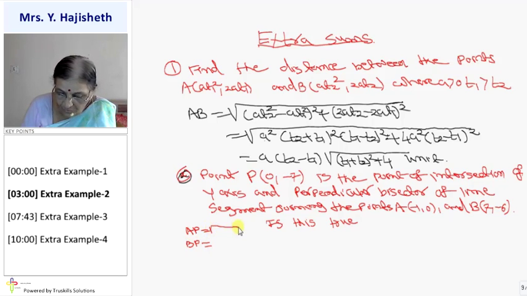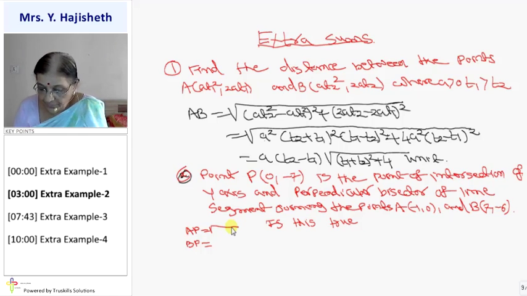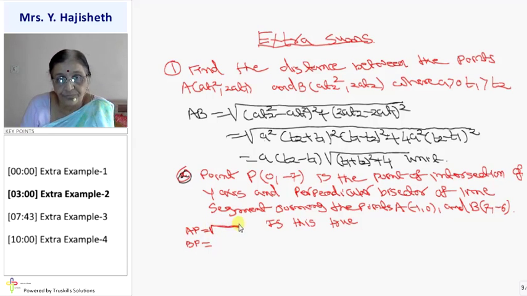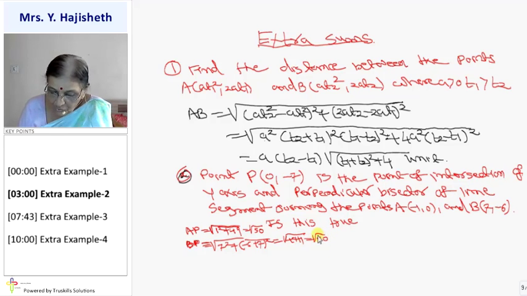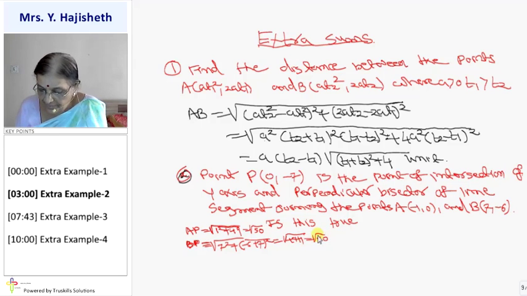So AP आएगा अंडर रूट, पहले तो हम AP निकालेंगे. ओके, under root 0 minus 1 square, so 1 square, plus minus 7 minus 0 square, so 49. So it is coming root 50. Okay. Now I can get BP. BP is also 0 minus 7 whole square, so 7 square, plus minus 7 plus 6, or minus 6 plus 7 whole square, so it is 1. So root 49 plus 1, that is also coming root 50. Okay, clear? So my AP is equal to BP. Clear?